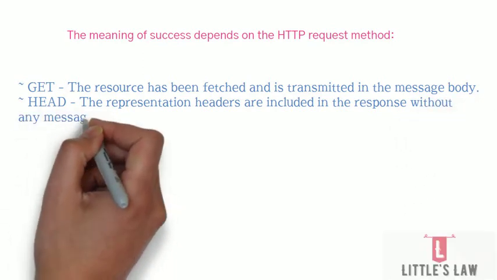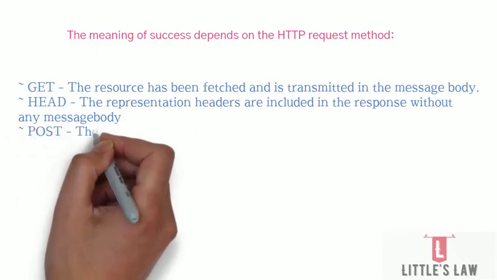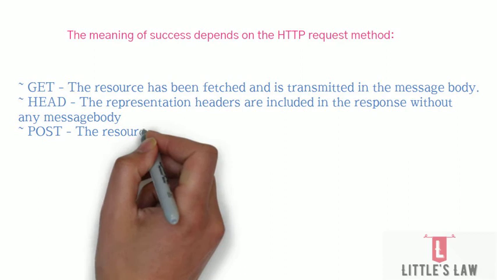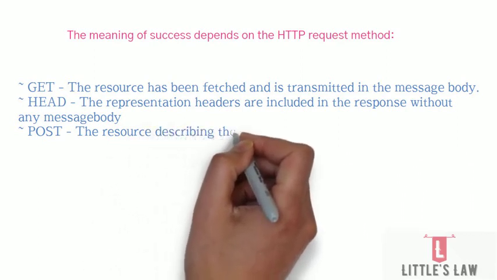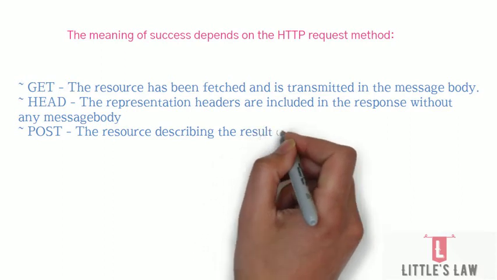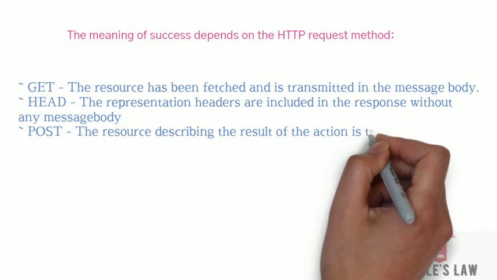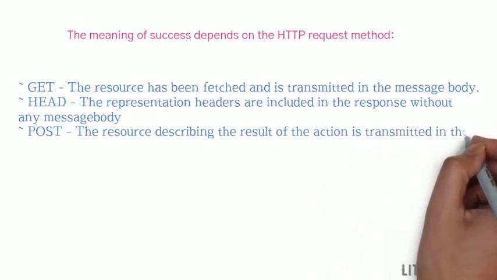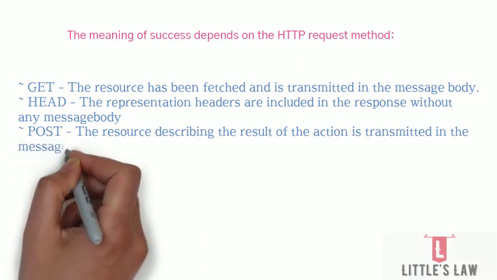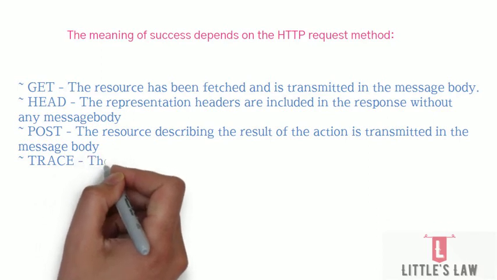Next we have HEAD, where the representation headers are included in the response without any message body. The third HTTP request method is POST, where the resource describing the result of the action is transmitted in the message body. And fourth, we have the TRACE HTTP request method, where the message body contains the request message as received by the server.